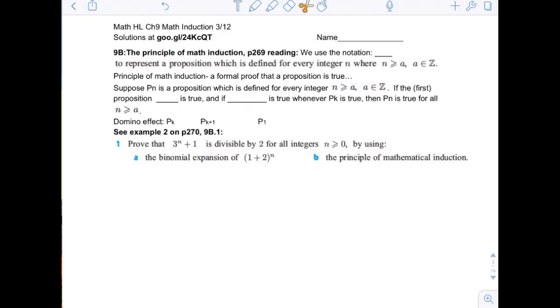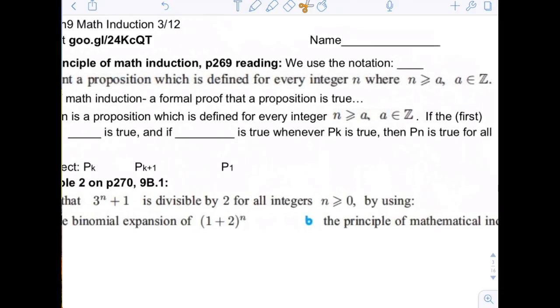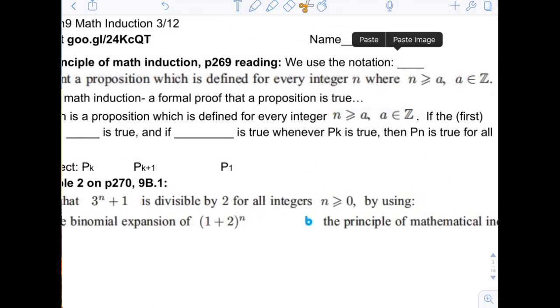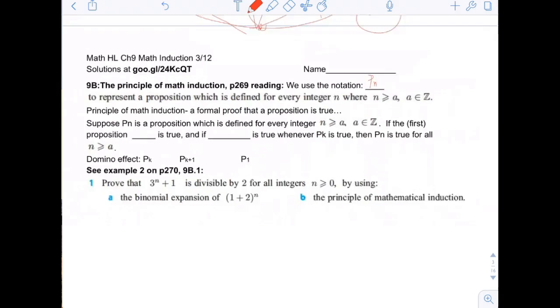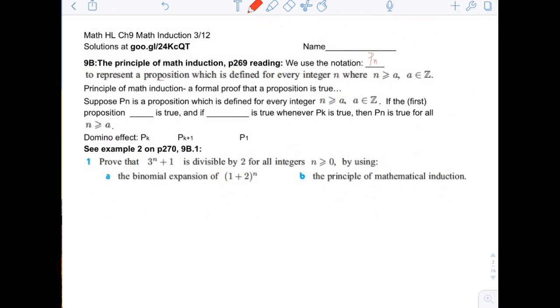Page 3 of Math Induction, 9b. We use the notation P subscript n to represent a proposition which is defined for every integer n, where n is greater than or equal to a number a, and a is an integer.